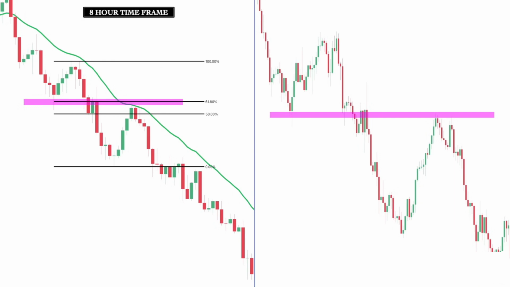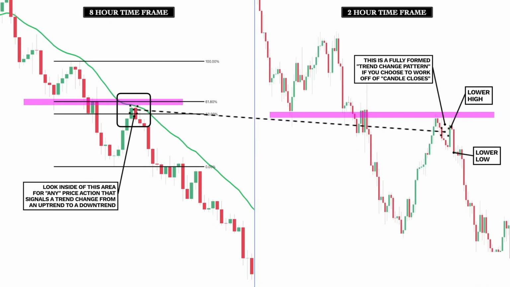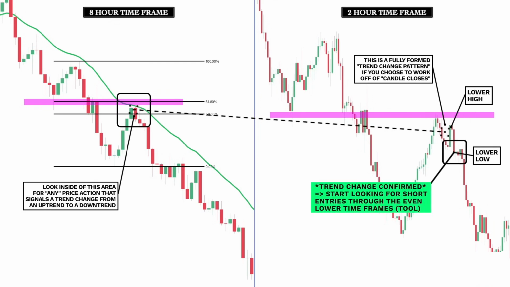Same for a downtrend on the 8-hour, with a pullback to confluence. On the 2-hour, a double top or lower high, then a trendline break and bearish momentum, gives an earlier short.